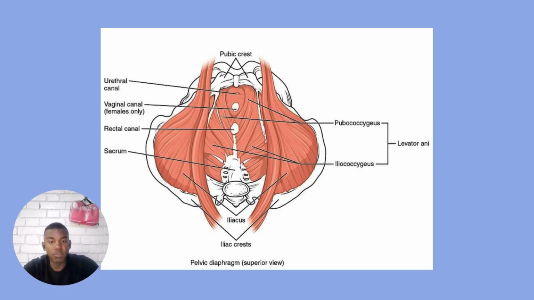The coccygeus, located behind the levator ani, reinforces the posterior portion of the pelvic floor. Together, these muscles help maintain intra-abdominal pressure and stabilize the pelvis and support the organs of the pelvic cavity.